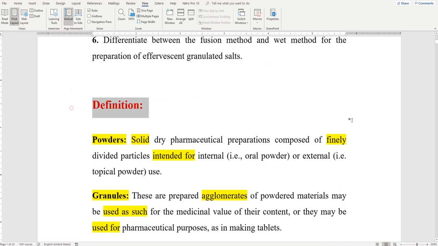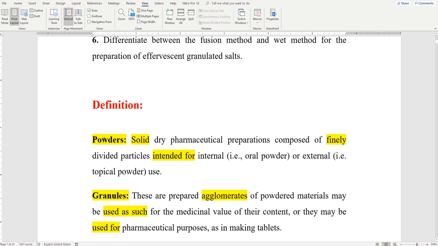Whenever we start with a dosage form, we will start by defining the dosage form. And when you want to define a dosage form such as powders or granules or tablets, usually you start with describing the shape, and then usually how it is made and what it is intended for. So let us talk about powders. Now, how does it look like? Is it liquid? What is it?